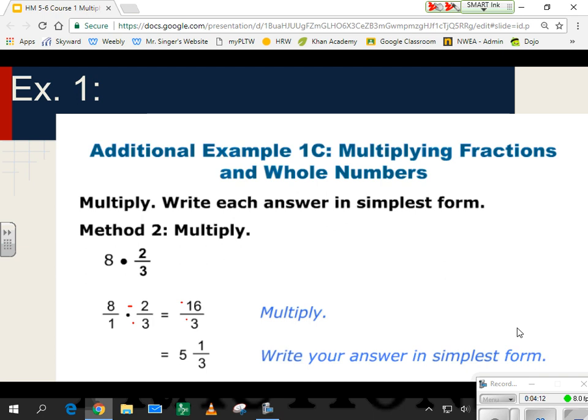Well, since we're dealing with a whole number, you know that it's just going to keep the denominator. Now we can't keep 16/3 as an answer. We're going to have to turn that into a mixed number.